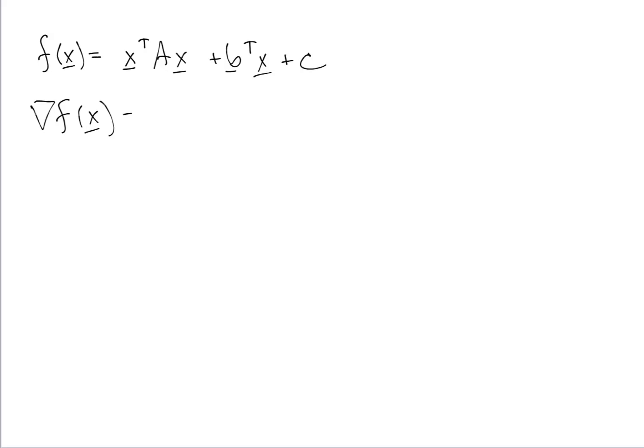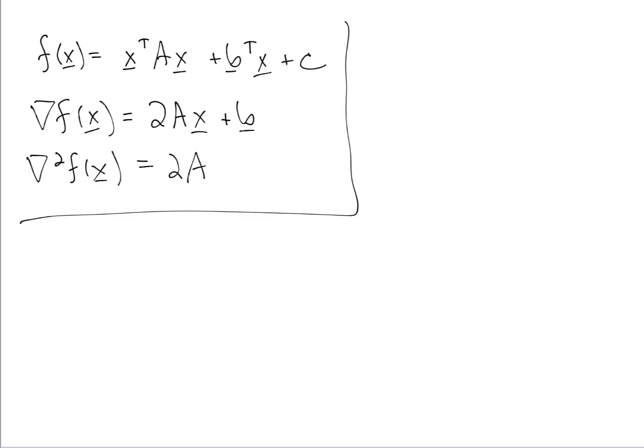And so to summarize, we have f of x is x transpose Ax plus b transpose x plus c. Its vector first derivative, the gradient, is 2Ax plus b. And its second derivative, the Hessian, is 2A. And this will be very important going forward. We will look at the basics of optimization when dealing with quadratic functions like this. And these are the main tools that we need.